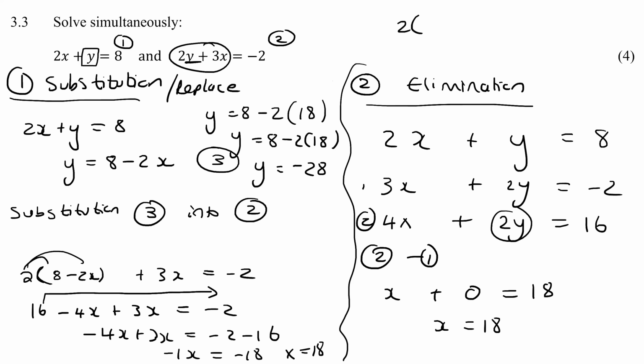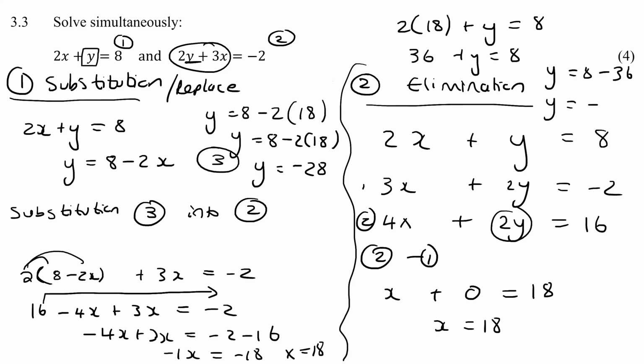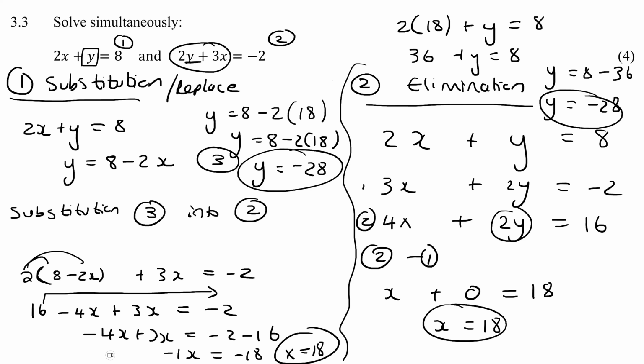So 2 times x plus y is equal to 8. And so 36 plus y is equal to 8. I'm going to take the 36 over to the other side, so it becomes negative. And then I get negative 28 for y. So you get the exact same answers, of course, just 2 different methods.